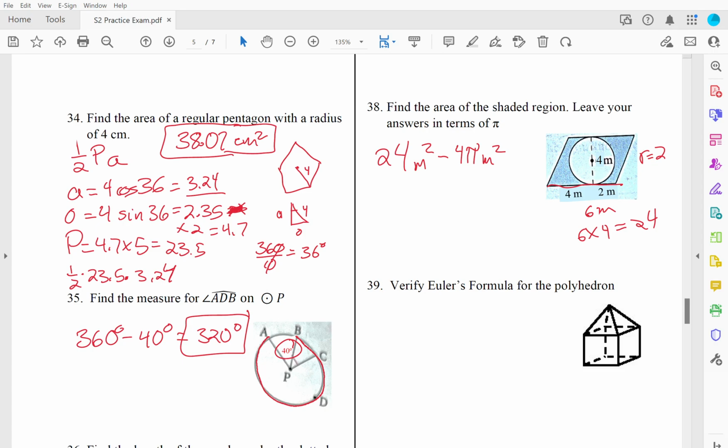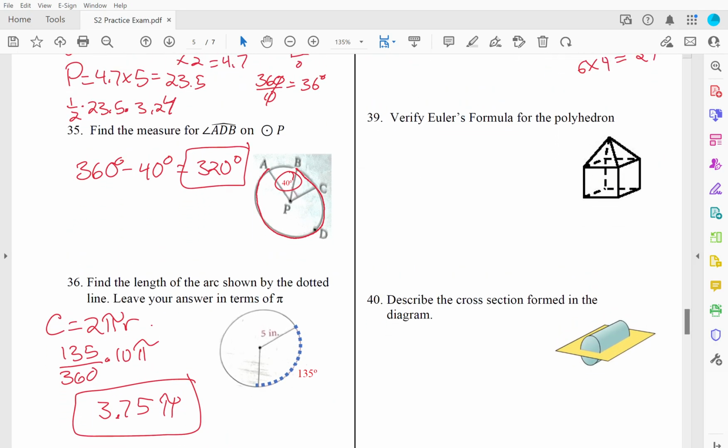But since it wants it in terms of pi, I can't do anything with this. So I am basically just done. 24 minus 4 pi. I'm just checking my numbers. Yep. Okay.